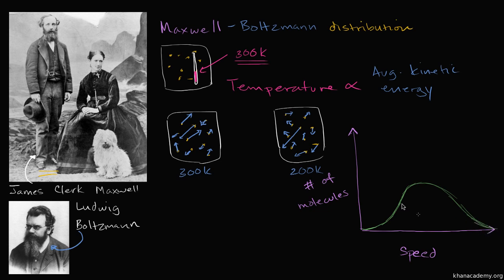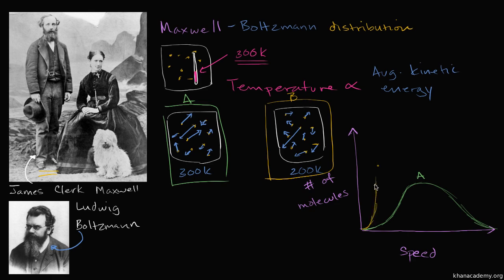might look like this. And this would actually be the Maxwell-Boltzmann distribution for this system. Let's call this system A. And this system has a lower temperature, which means it also has a lower kinetic energy. The distribution of its particles, the most probable, you're going to have the highest number of molecules at a slower speed. Let's say at this speed right over here. So its distribution might look something like this.